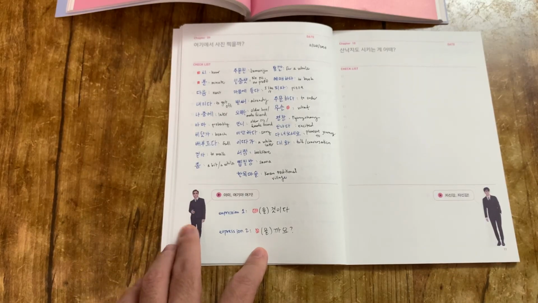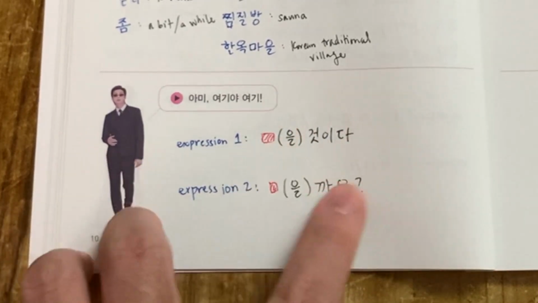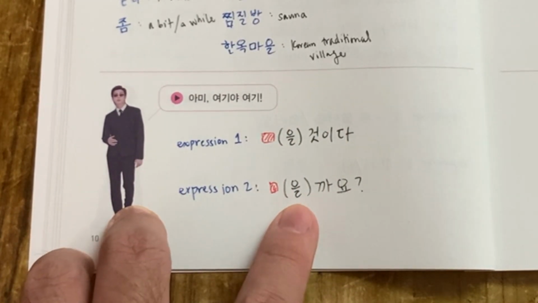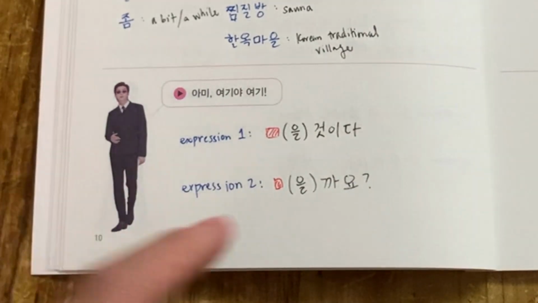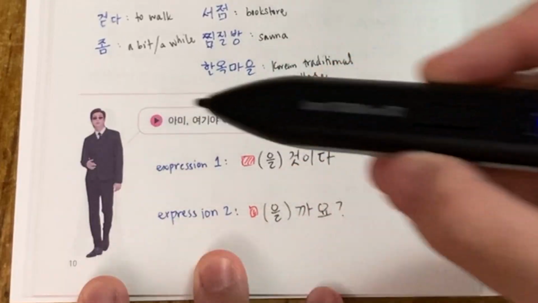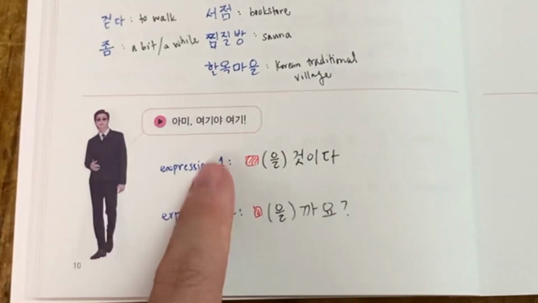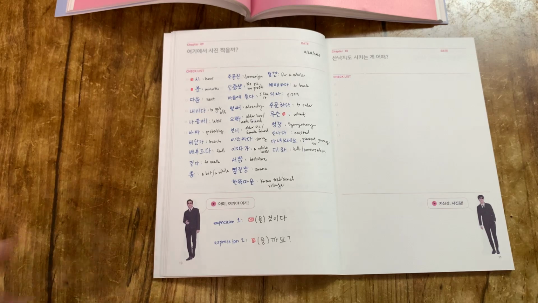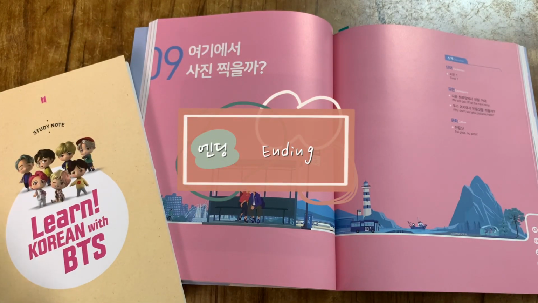And then the two expressions we learned, expression 1, 을 것이다, so future tense. And expression 2 is 을까요, you're suggesting something, to do something. And then we have RM over here. Army, over here. And that concludes the review. And that means we are complete with chapter 9.